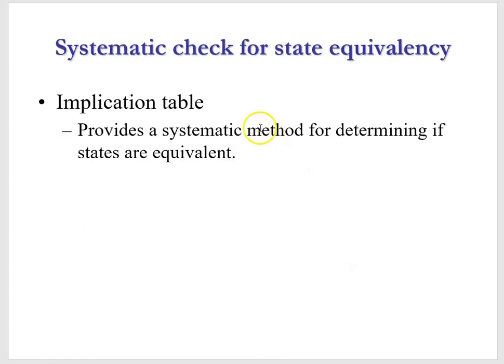So again, if we didn't check all of our input-output equivalency, an implication table is something that we can use to provide a systematic method for determining if states are equivalent.